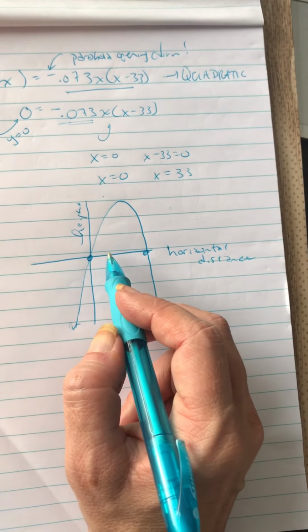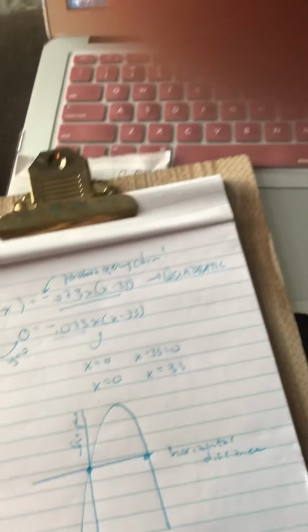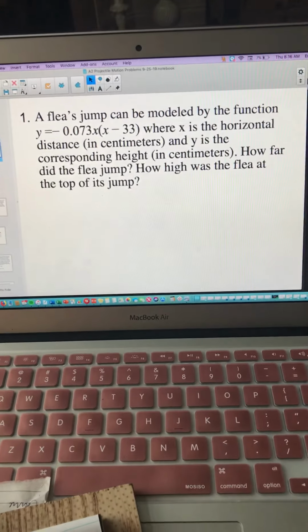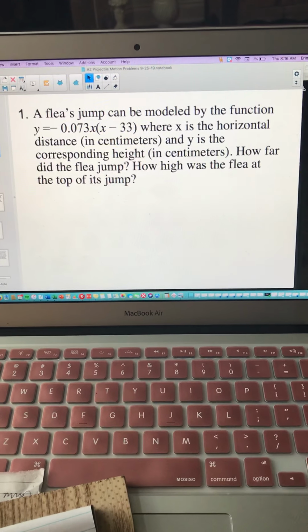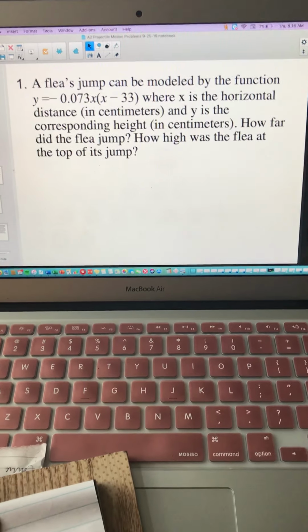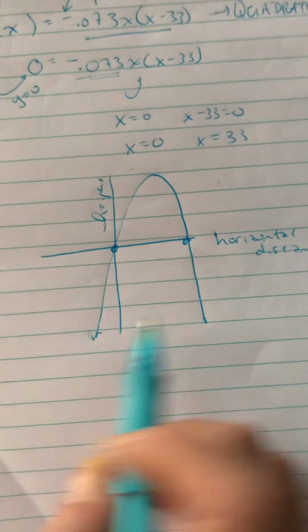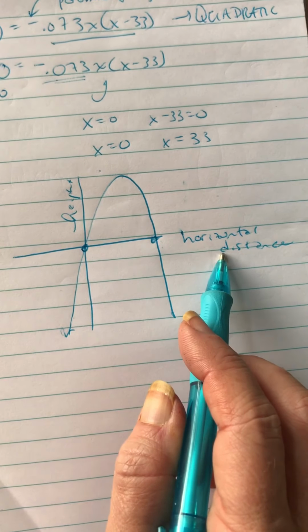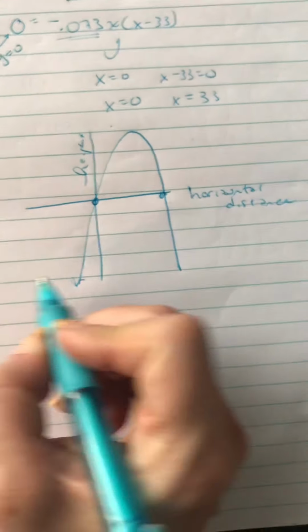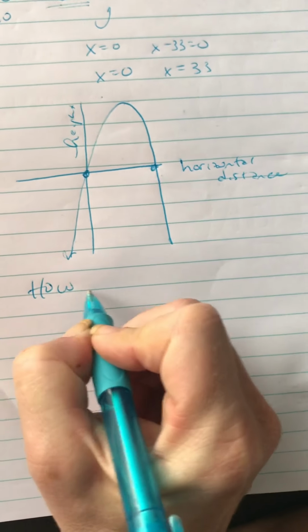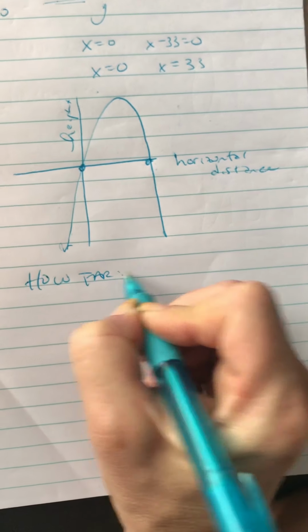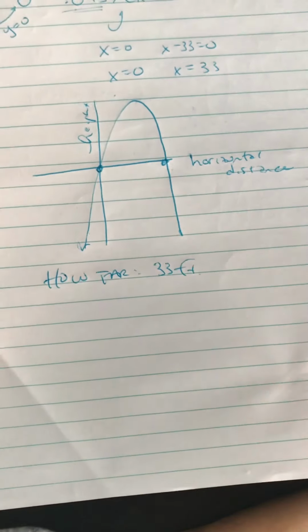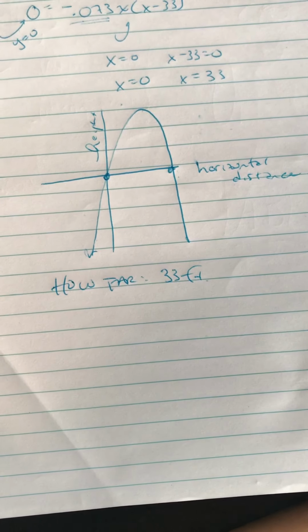If I am asked the question, and I'll try not to make you car sick going up to this, how far did the flea jump? Well, that is how far as a horizontal distance. So I can answer the first question on that slide of the notes. How far? 33 feet. I haven't done anything yet in my calculator.